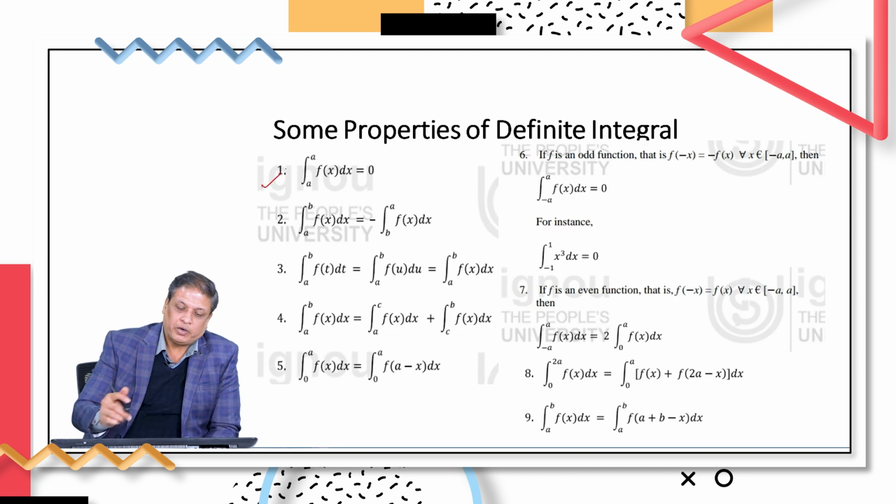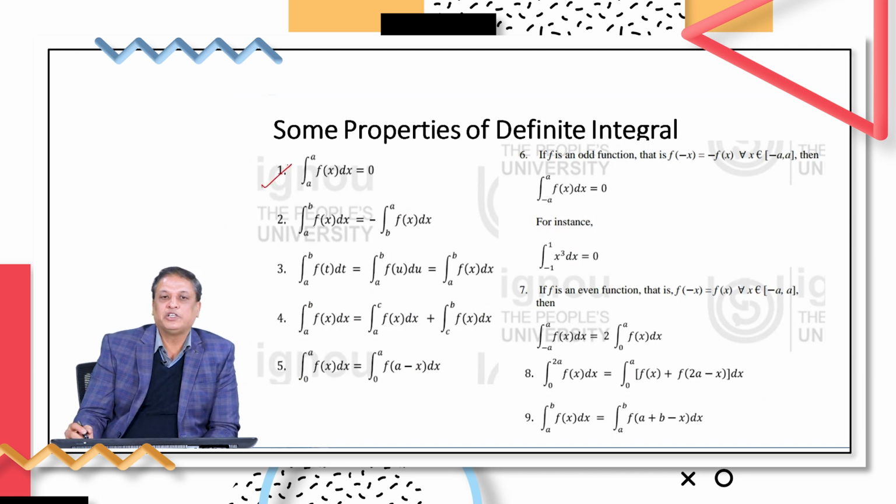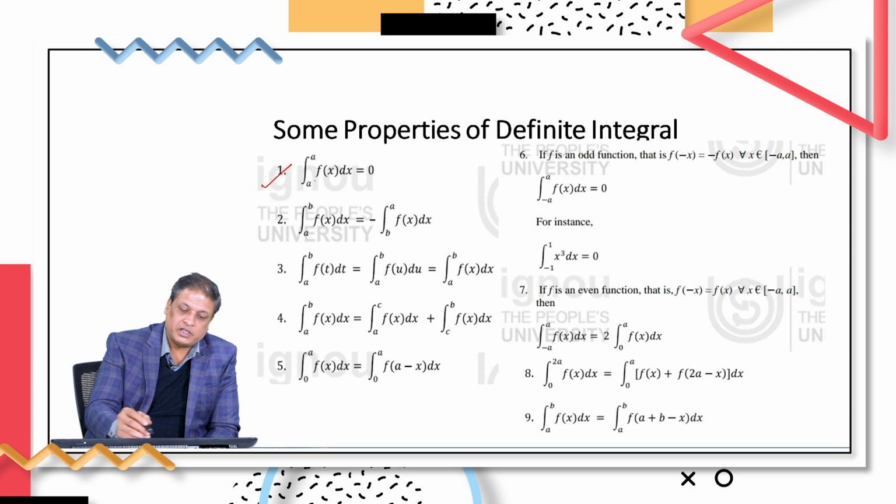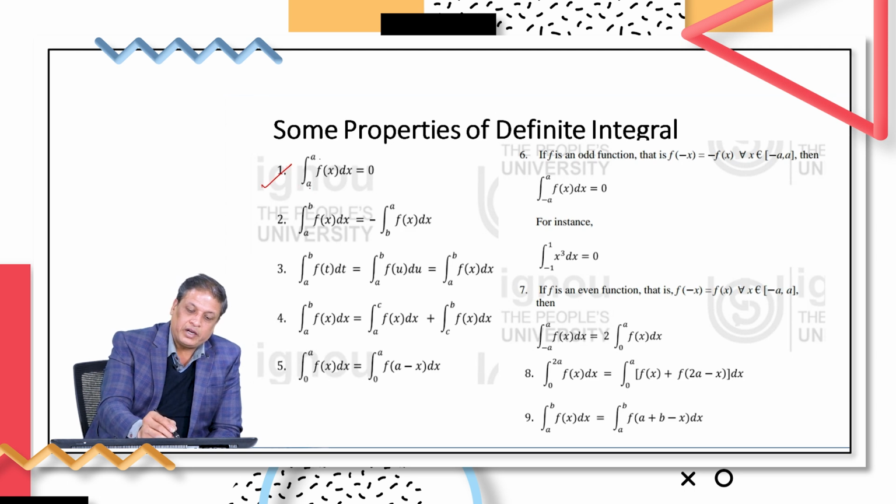There are some properties of the definite integral. These properties are listed in your self-learning material also. You can go through these properties, and this will help you to determine the area under the curves, to determine the length of the curve, and to perform different integrations in a simpler manner. The first property says that the integral from a to a, that is, where there is no difference between upper bound and lower bound, will turn out to be 0.